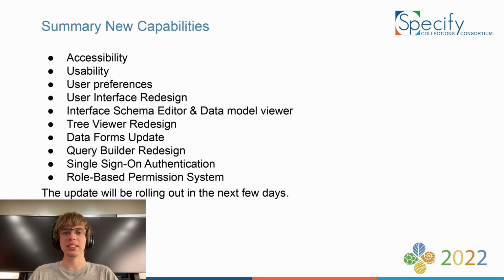And to summarize, this presentation covered the importance of accessibility and usability improvements by showcasing the new user preferences menu and user interface redesign coming in the next Specify 7 release, as well as gave you a glimpse of new and exciting features like Schema editor for customizing the data model to your institution's preferences, enhanced tree viewer and form capabilities, added advanced features to the query builder, and finally, this update also introduced two new major components, which are the single sign-on system and the role-based permission system.